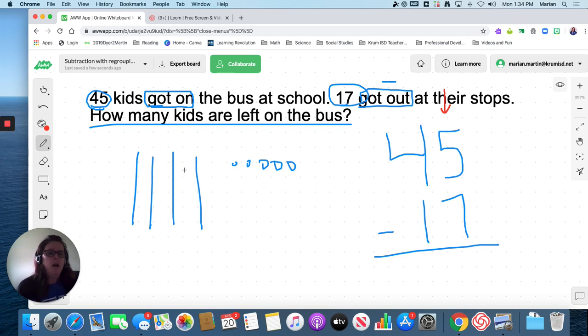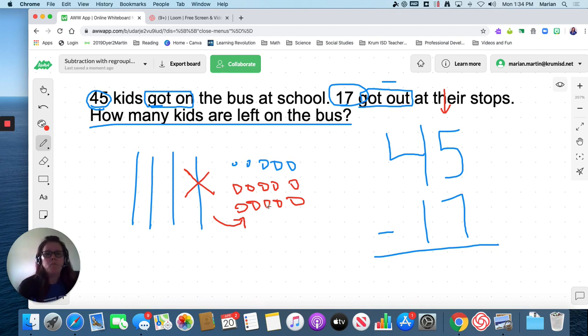So I'm going to show my regrouping here, just going to show the regrouping right now with the red. So I'm going to cross out a 10, and I'm going to move it over here to the ones place. So I'm going to have to break it apart into 10 pieces. 1, 2, 3, 4, 5, 6, 7, 8, 9, 10. Okay, so I took this 10 right here, and I moved it over here. Okay, and so that's all I did.